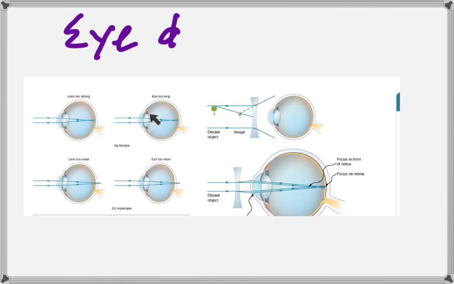And so how do you correct it? It's too much converged in both of these cases, do you see? So you need a lens that will take it further away, which is a concave lens. So myopia is corrected using a concave lens. You see that here. The focus was in front of the retina, but when you use that diverging lens, it pushes it further back and gets it back onto the retina. Clear enough, right?